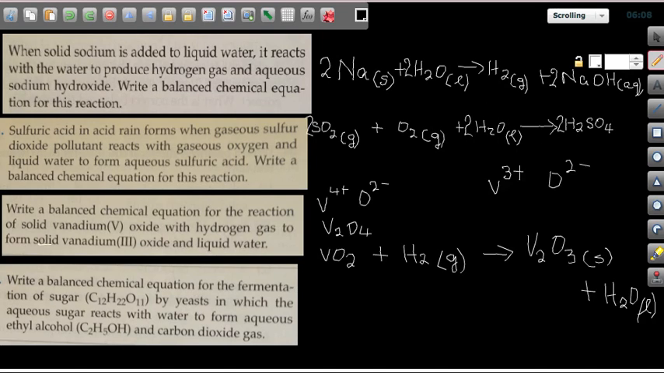So that worked out. Write a balanced chemical equation for the reaction of solid vanadium 5 oxide. Vanadium has a 5 plus and oxide has a 2 minus. So vanadium 5 oxide would be V2O5 reacting with hydrogen gas to form solid vanadium 3 oxide. Vanadium is 3 plus, oxygen 2 minus. So vanadium 3 oxide would be V2O3 and liquid water.